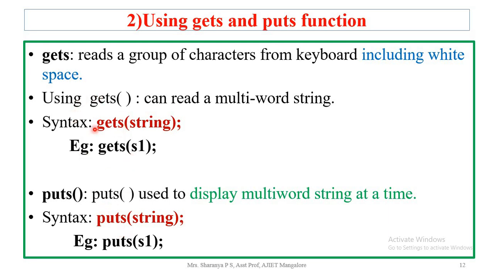The syntax for how we use it is gets, and here we are passing the string name and we are not mentioning any format specifiers. And puts is used for displaying the string onto the output screen. Here we are using the string name which we want to display onto the screen, and here also we are not using any format specifier. With gets and puts functions, the format specifier is not necessary.